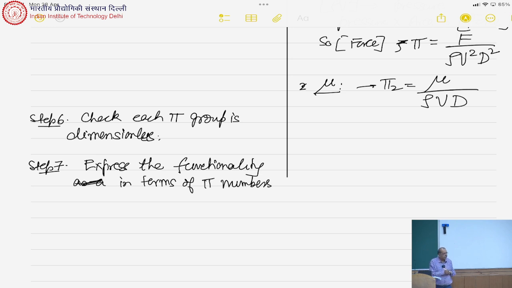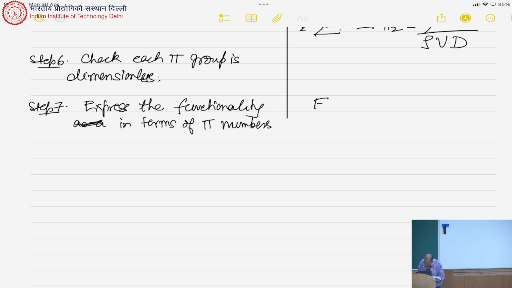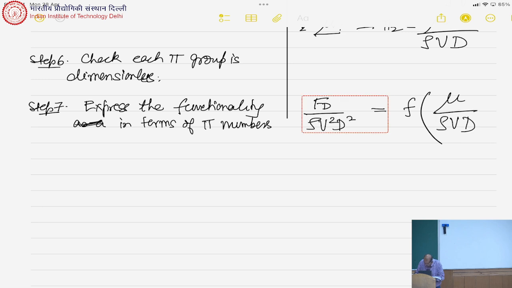Express the functionality in terms of pi number. So now here what we have is F d divided by rho v square d square is some function of mu by rho v d. Okay. So this is how you just solve these problems. So this is the first step in solving these problems, is to express.